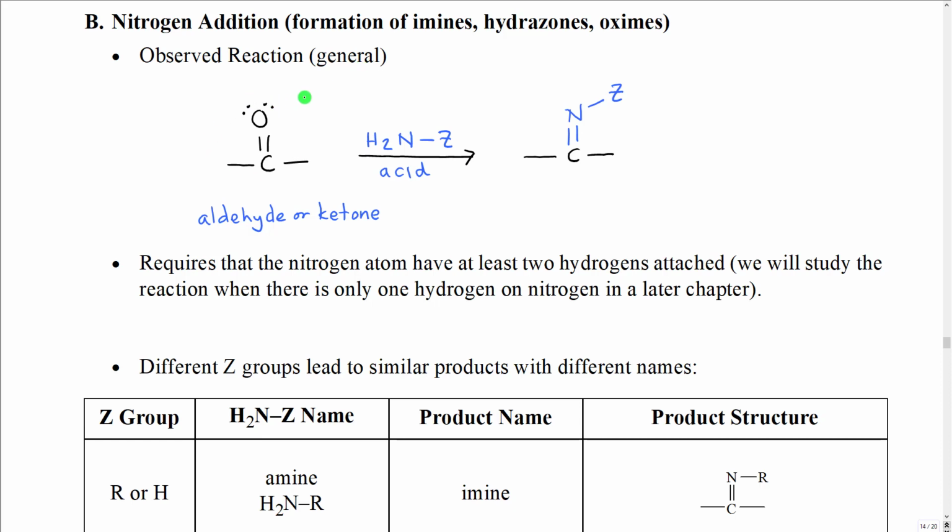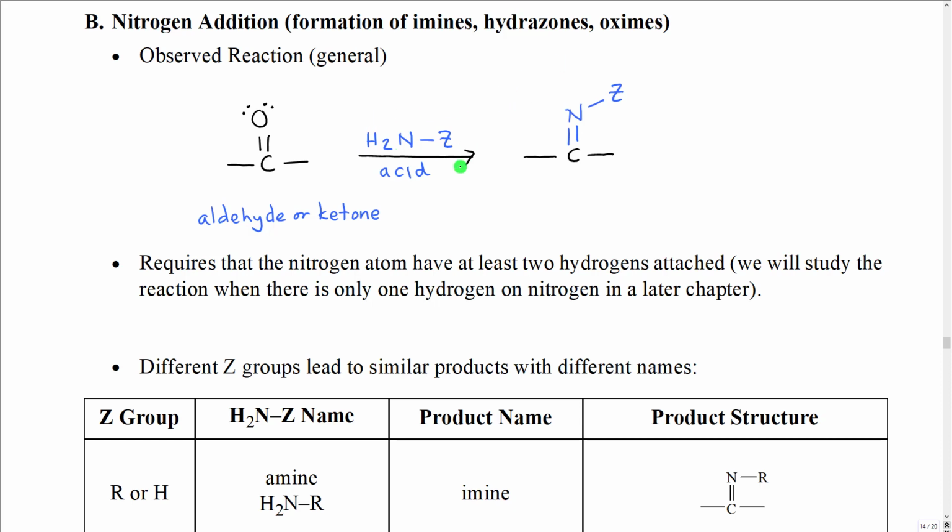We're going to start with a ketone or aldehyde. We're going to treat it with H2NZ. Now, Z is just a placeholder. It's some other group that is attached to the NH2. We're going to see that there are a variety of different potential Z groups that could be used. This creates a variety of different similar functional groups. I have a chart of that down below.